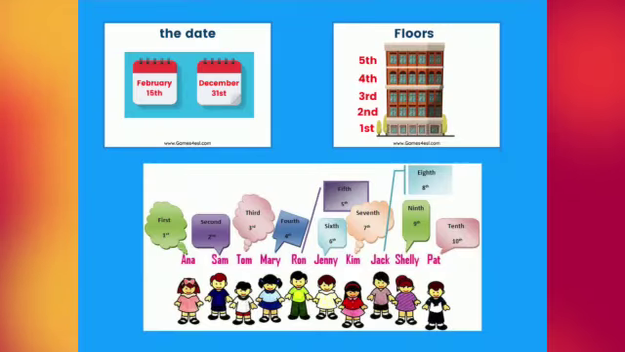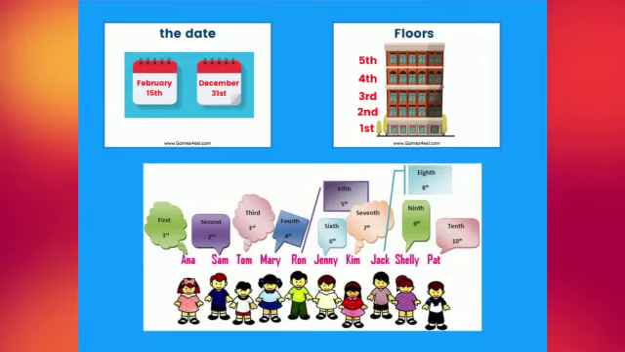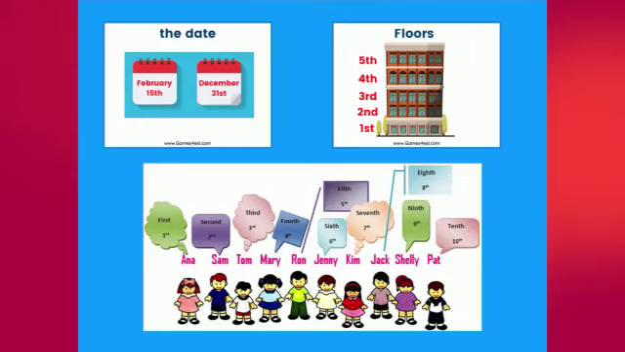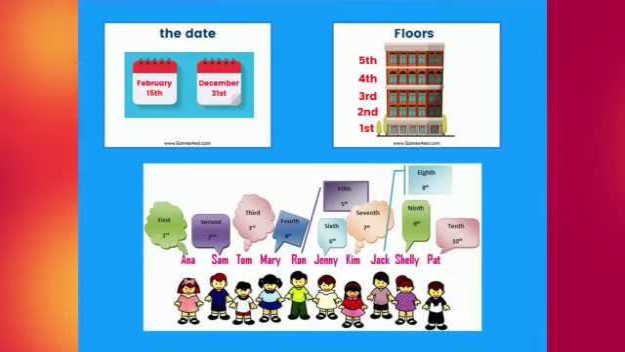We say the date as 15th of February, not as 15 February. 31st of December, not 31 December. The floor of the building must be indicated as first floor, second floor, third floor, fourth floor, and fifth floor, and so on. As we all know, ordinal numbers are used for telling the sequence or order.